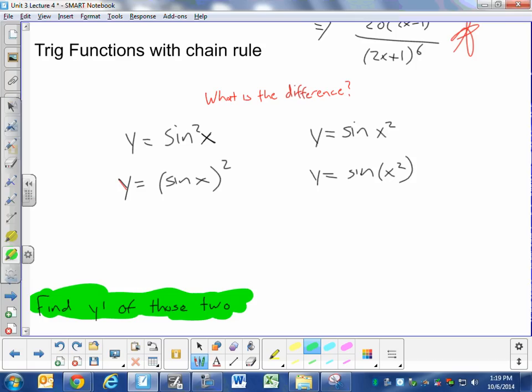Derivative of the outside, leave the inside alone, times the derivative of the inside. For both of them, derivative of the outside, leave the inside alone, times the derivative of the inside.